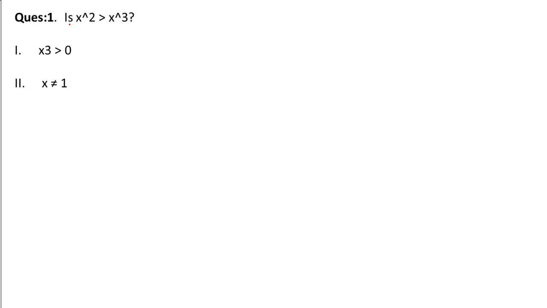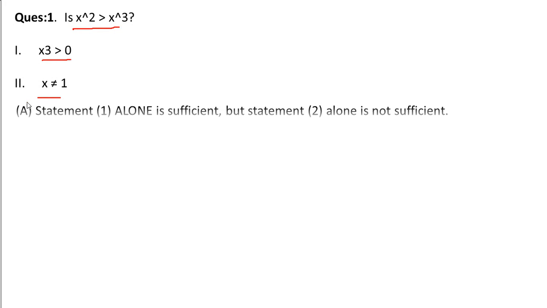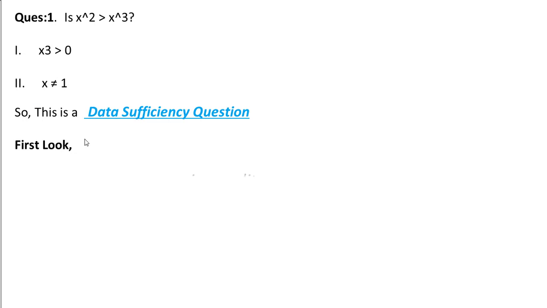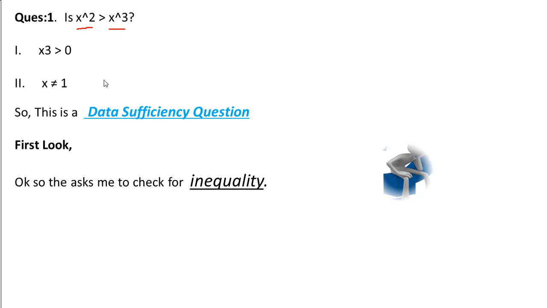So the first question is: is x to the power 2 greater than x to the power 3? The two statements are: x to the power 3 is greater than 0, and x is not equal to 1. So this is a data sufficiency question. Have a first look at the question. The question asks me to compare two variables. One is x to the power 2, one is x to the power 3.